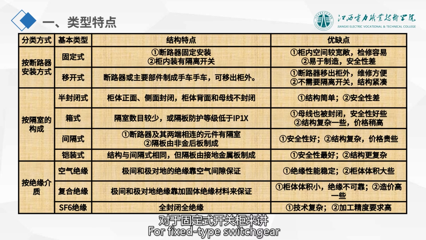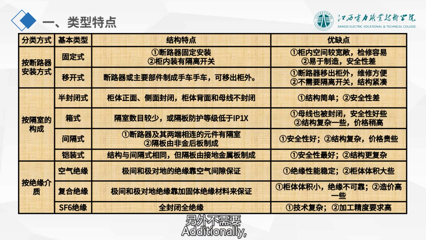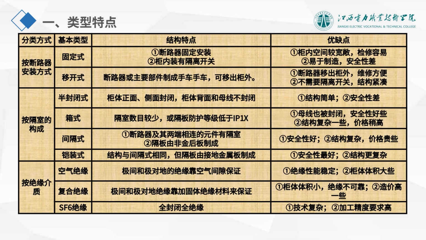For fixed-type switchgear, its cabinet space is relatively spacious, making maintenance easier and easier to manufacture. However, its safety is relatively lower. For withdrawable switchgear, the circuit breaker can be removed from the cabinet, so maintenance is convenient. Additionally, it does not require an isolating switch, so the overall structure of the switchgear is relatively compact.